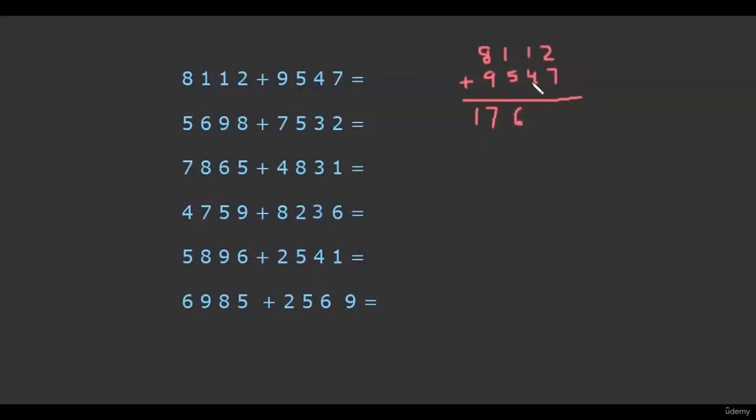Now 1 plus 4 is 5 and 2 and 7 are non-carry numbers again. So we will write 5 as it is. Now 2 plus 7 is 9.